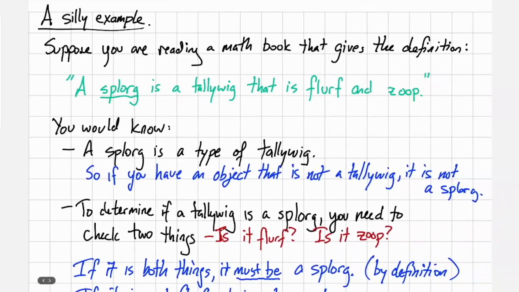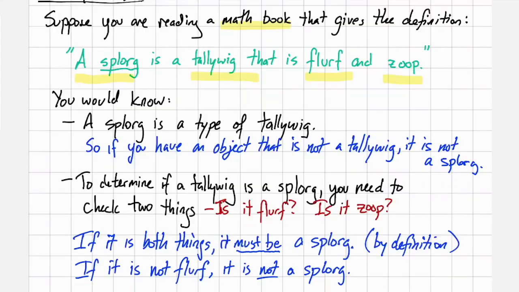Let's talk about definitions by using a silly example. Suppose you're going along, you're reading your math book, and it gives the following definition. A splorg is a tallywig that is flurf and zoop. Putting aside the nonsensical words here, we would know some things about these four crazy words. We would know a splorg is a type of tallywig. So if your object is not a tallywig, then it can't possibly be a splorg. What else do we know?